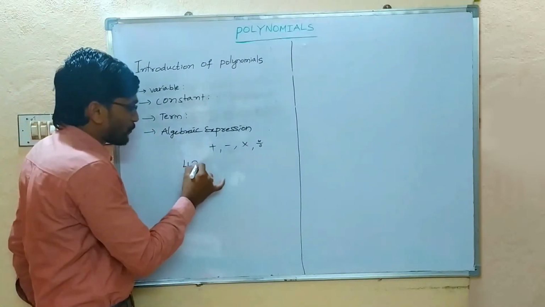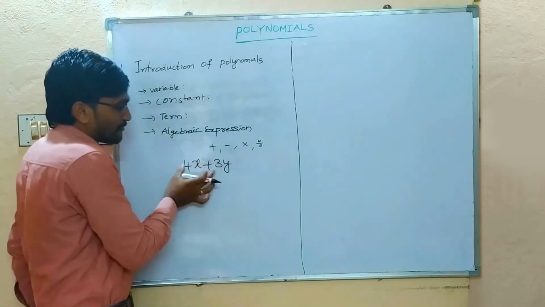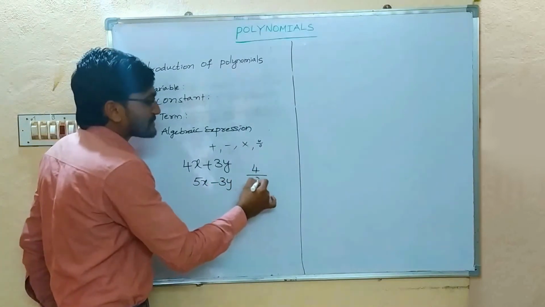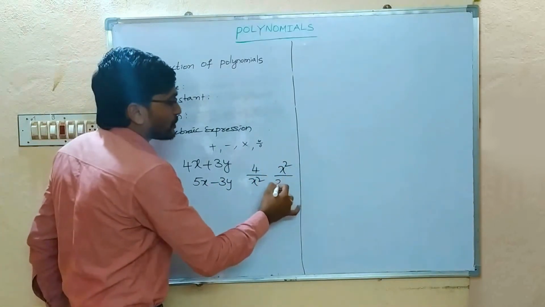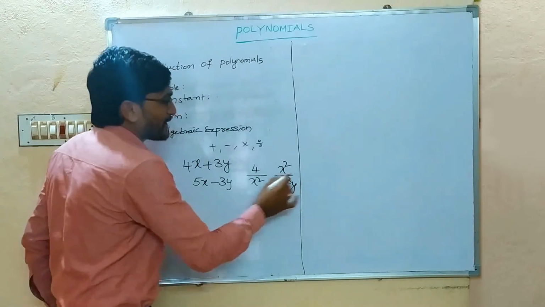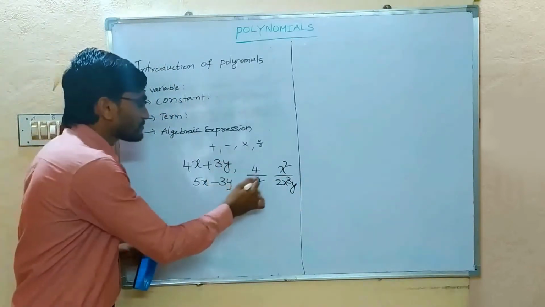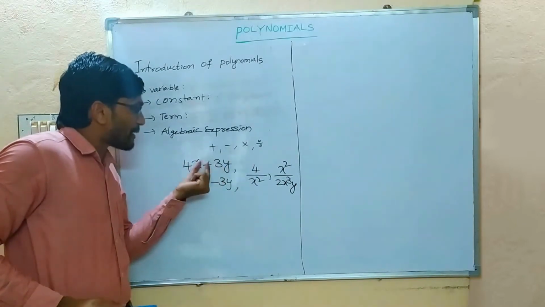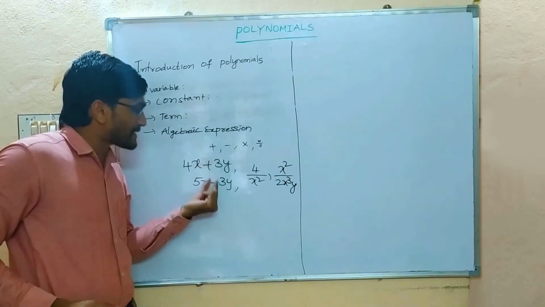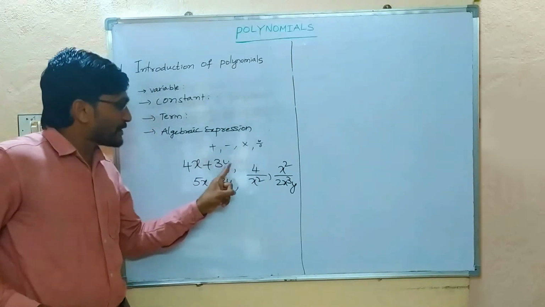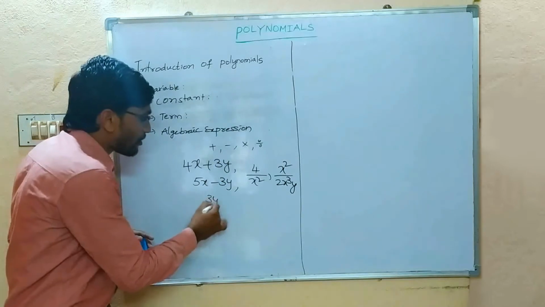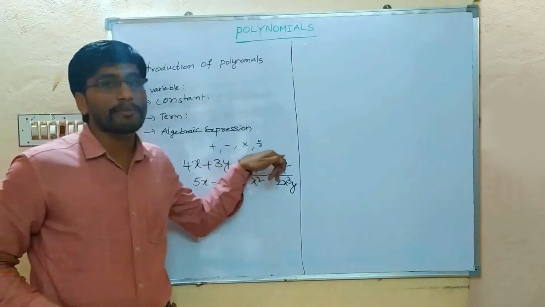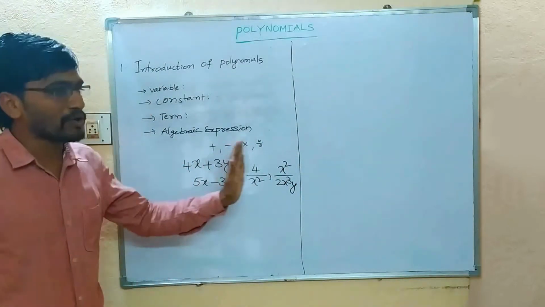Means for suppose 4x plus 3y, 5x minus 3y, 4 divided by x square, x square by 2x cube y. These are all algebraic expressions, because these are the combination of terms obtained by basic fundamental operators of arithmetic: plus or minus, divided by. 3 into y is nothing but 3y. This is also one of the algebraic expressions. So the combination of terms obtained by basic fundamental operators of arithmetic is called an algebraic expression.